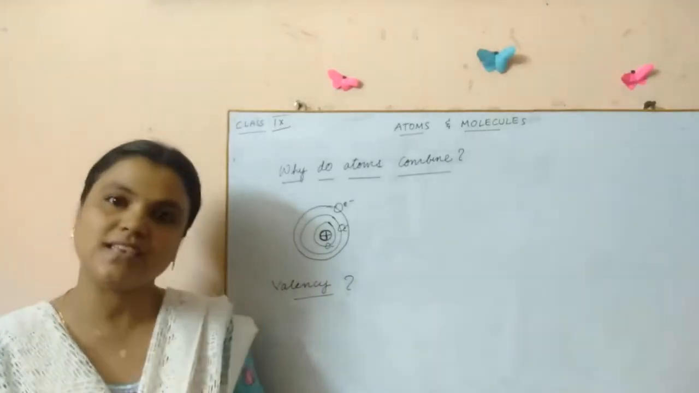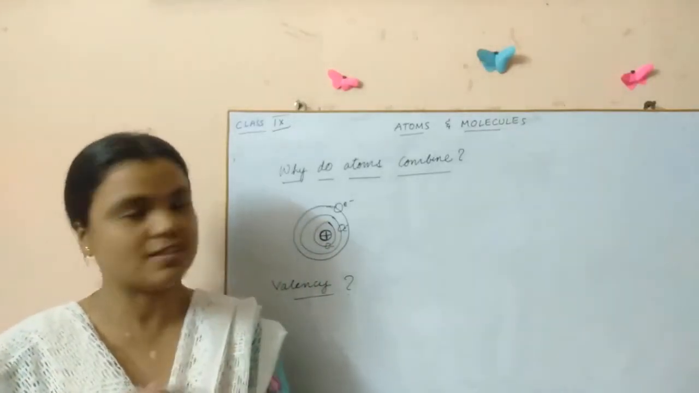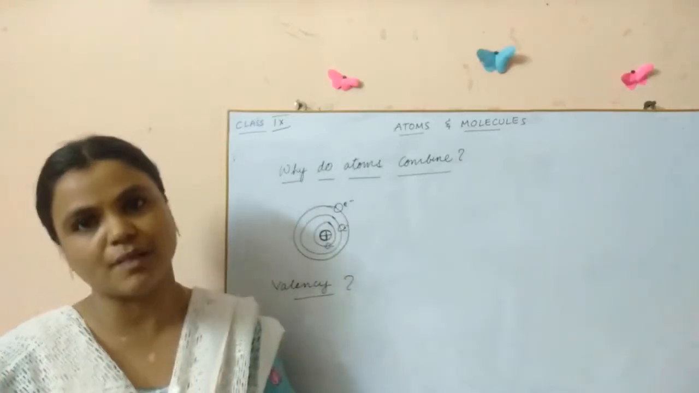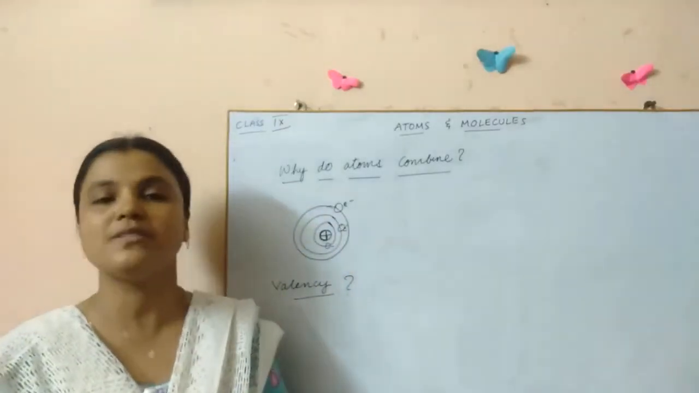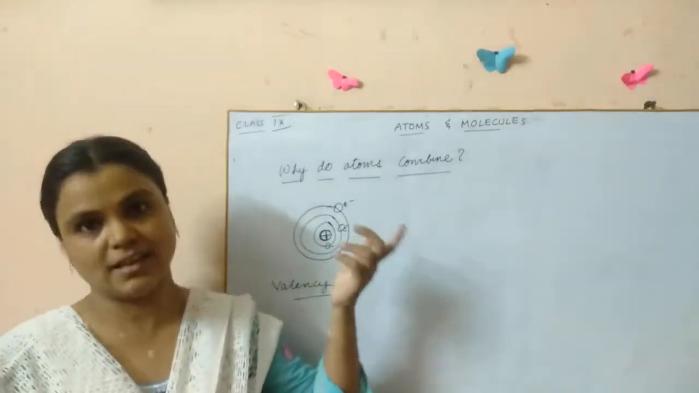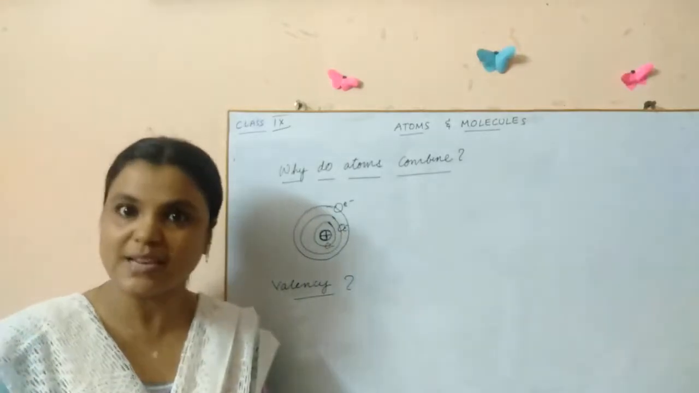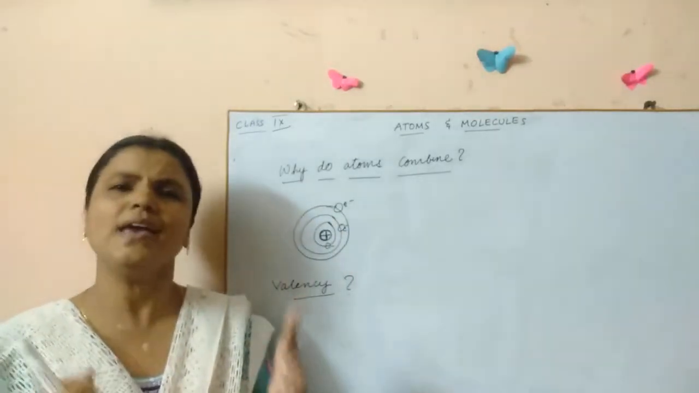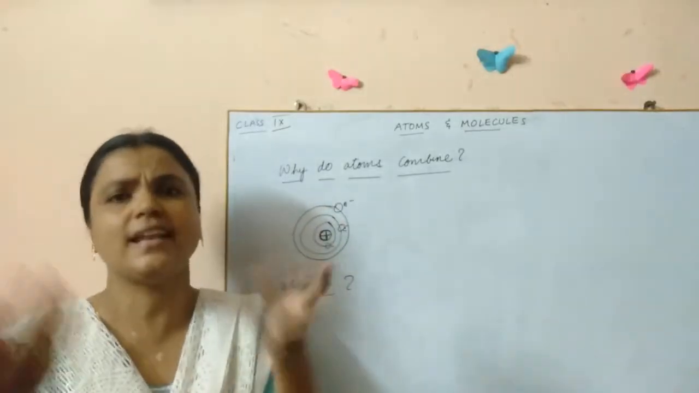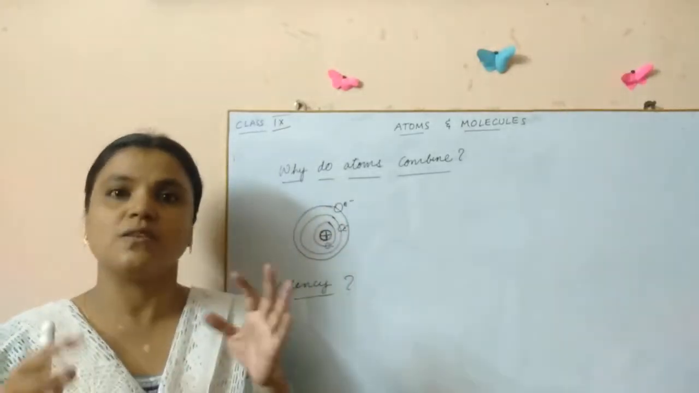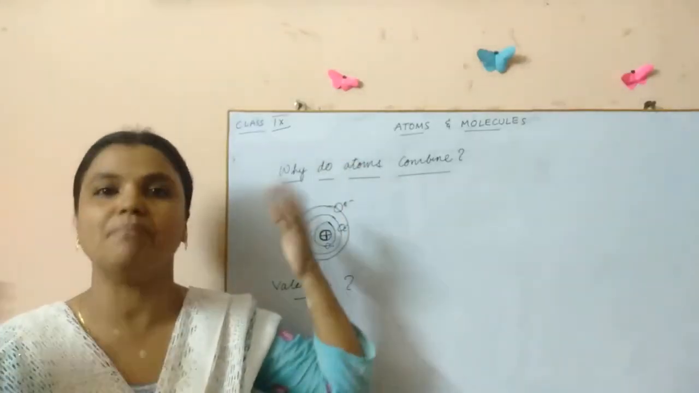Today we will learn about a very important concept: why do atoms combine with each other, and what happens when atoms combine? We know that when atoms combine, they form molecules, right? They form either elements or compounds. And why are they actually combining? Can't they just be independent? Can't they just stay like that individually? No, it's not happening. What is actually happening? The atoms are combining.